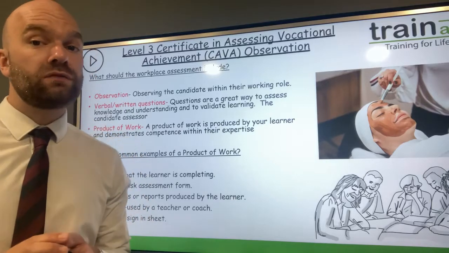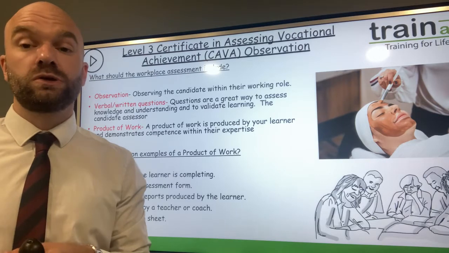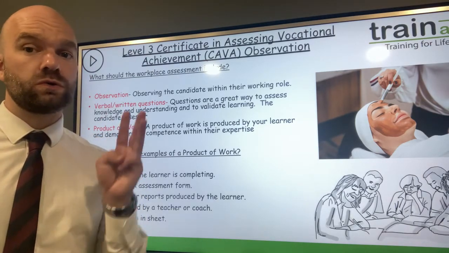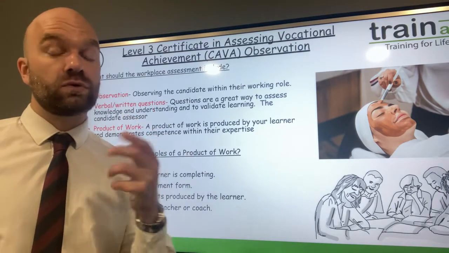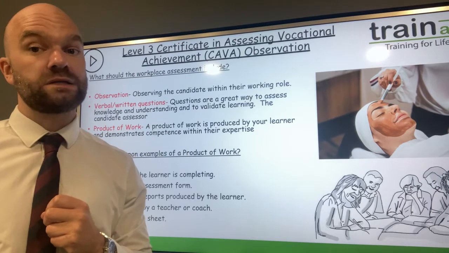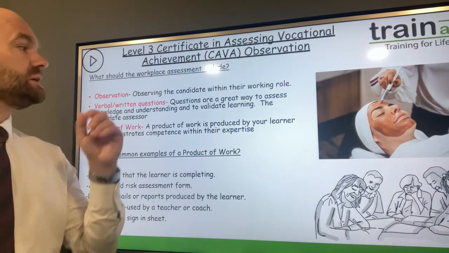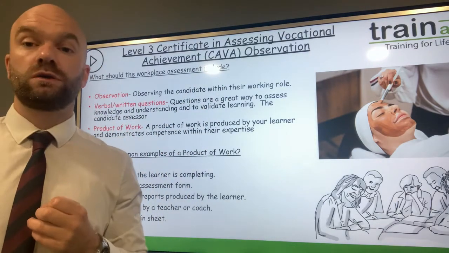Many of our Carver qualification learners do ask us what should be included within a workplace observation. Well, first of all, there are three different elements that you need to have within each of your workplace assessments. First of all, observation. So you need to observe the learner, the candidate within their working role.